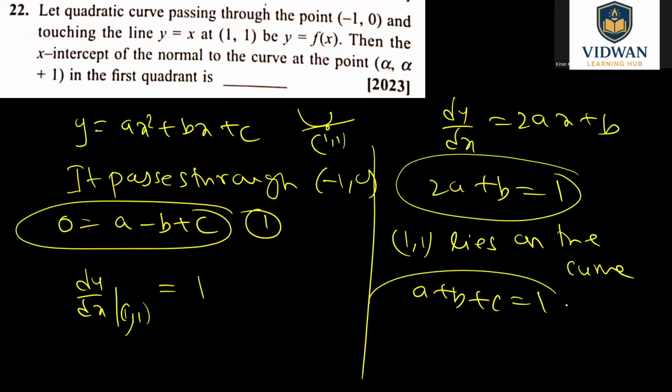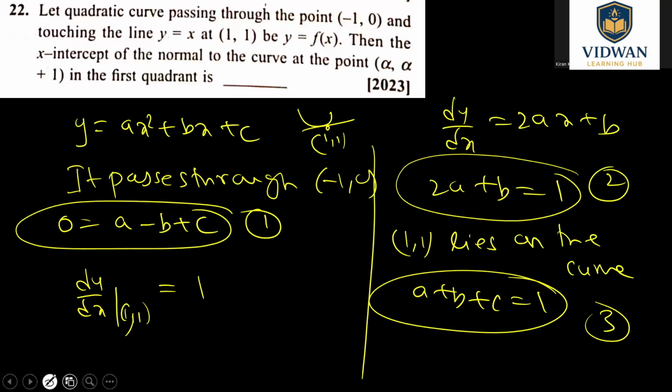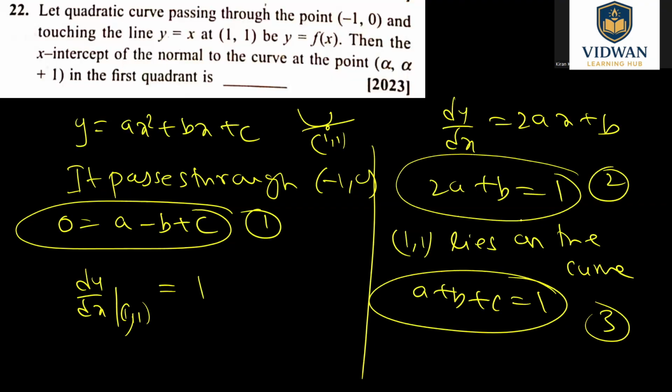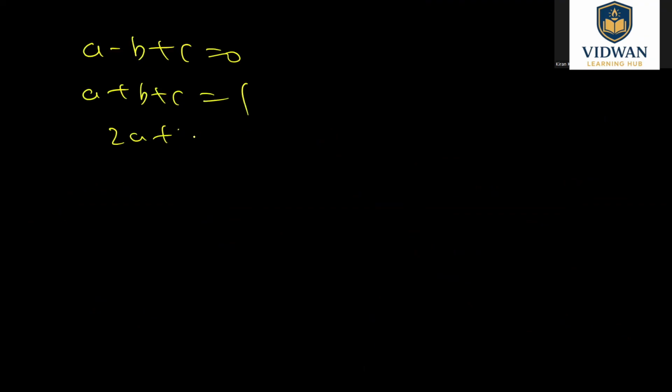So now we have 3 equations, 3 unknowns. You can solve them. This is third, this is second. And later they're asking something else. So first we'll complete and find A, B, C. So we have A minus B plus C equal to 0 as one equation. And then we have A plus B plus C equal to 1, one more equation. And the third equation that you have is 2A plus B equal to 1. So I have to solve them.